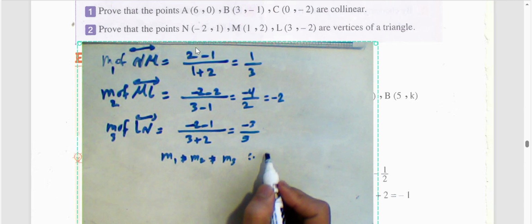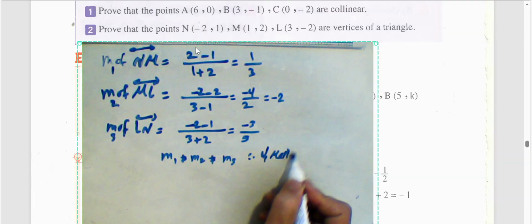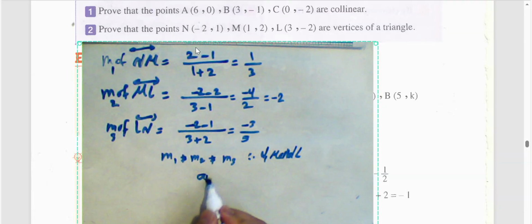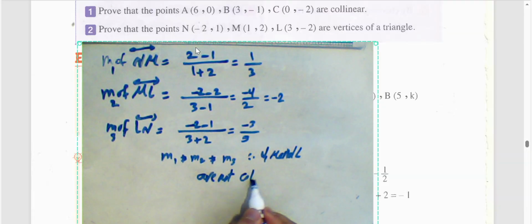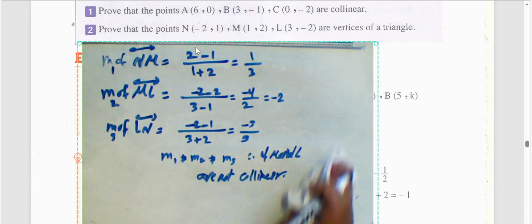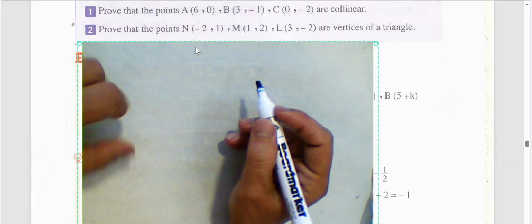Then the 3 points N, M, and L are not collinear. Okay, not collinear means they are vertices of a triangle.